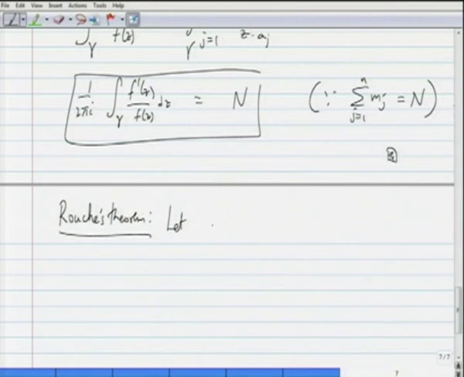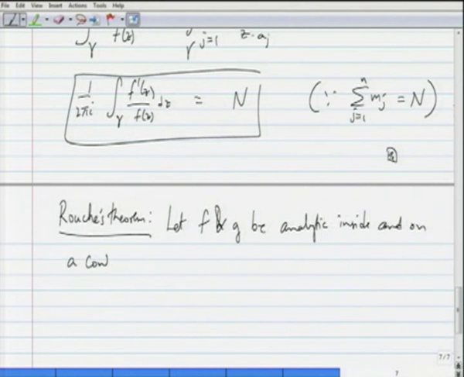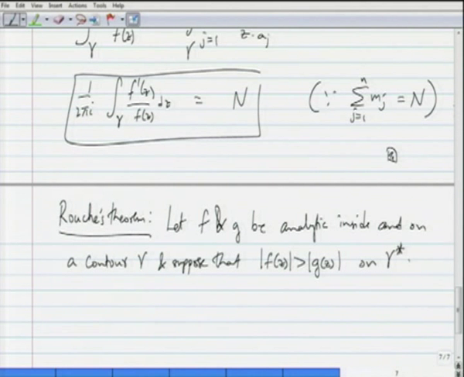We are going to put this counting zeros theorem to use and prove the following important and useful result, Rouche's theorem. Here is the statement. Let f and g be analytic inside and on a simple closed contour gamma, and suppose that modulus of f of z is strictly greater than modulus of g of z on the trace of gamma. Then f and f plus g have the same number of zeros.